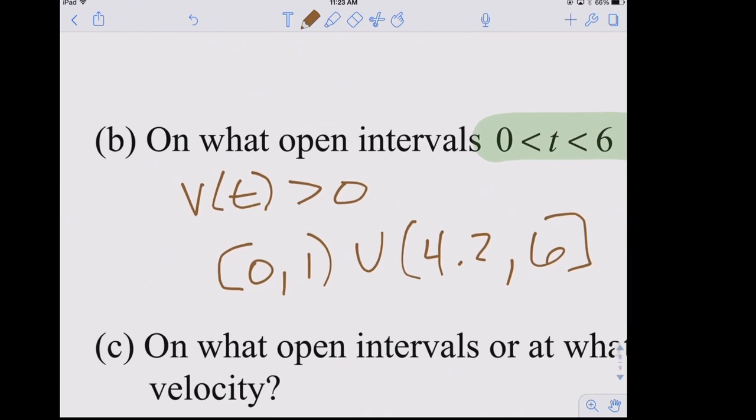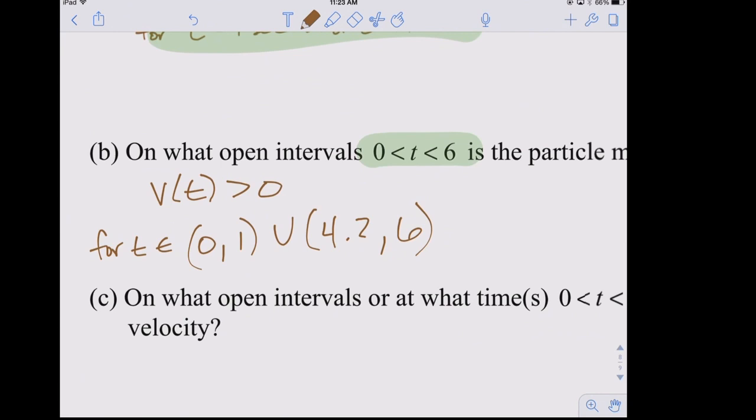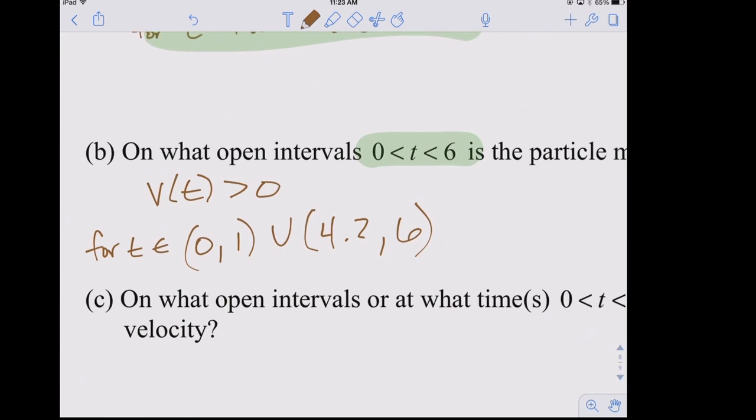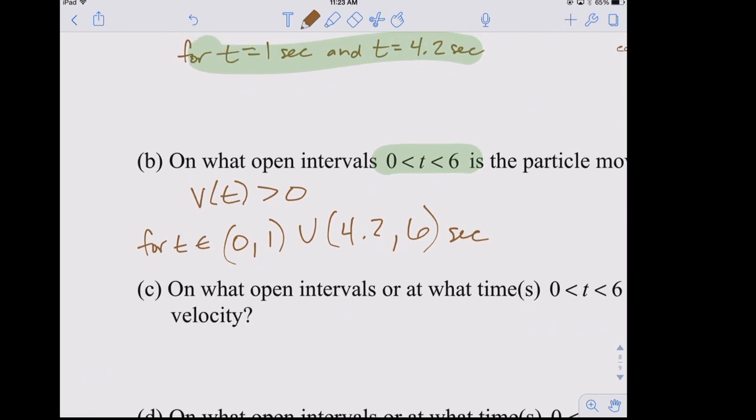We'll just say for t epsilon, and then I'll change those to open, open. And what units do we have at the end of there? Seconds? Now again, the justification is right above there. V of t is greater than 0. You're basically saying, I'm looking to see where my graph that you gave me, that you called V, I want to know where it's positive. And there's the open intervals where it happens. Seconds.